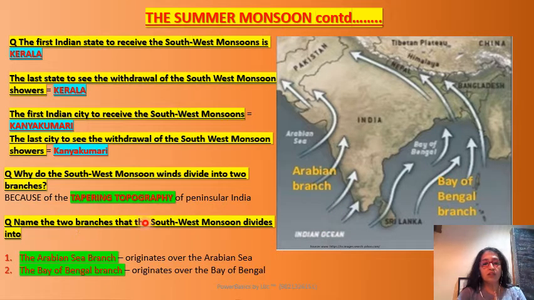Name the two branches that the southwest monsoon divides into. The Arabian Sea branch, which originates over the Arabian Sea, and the Bay of Bengal branch, originating over the Bay of Bengal. So this slide is very important.